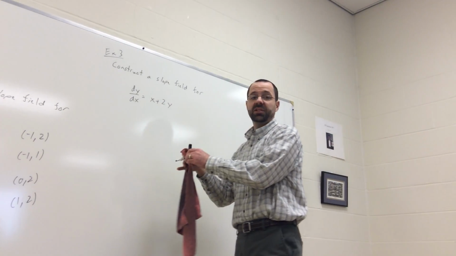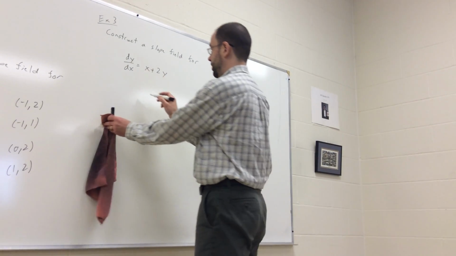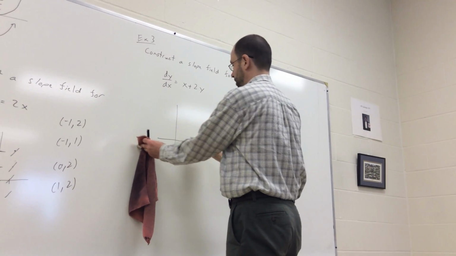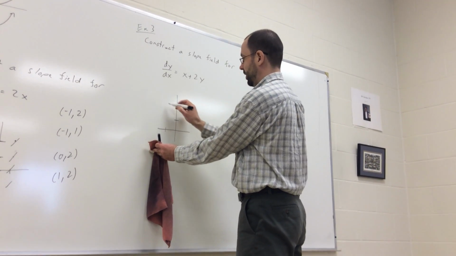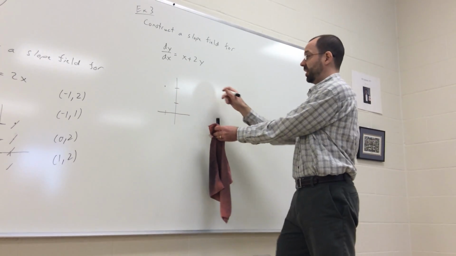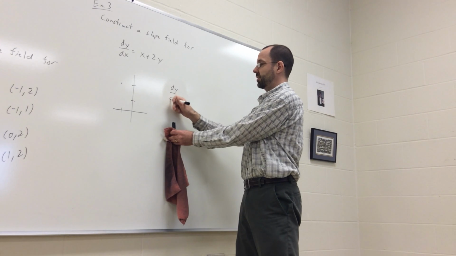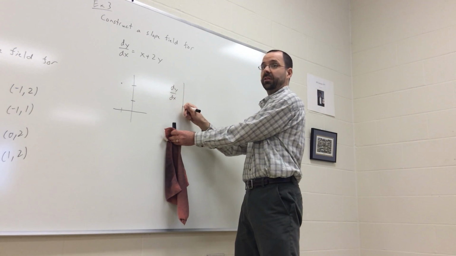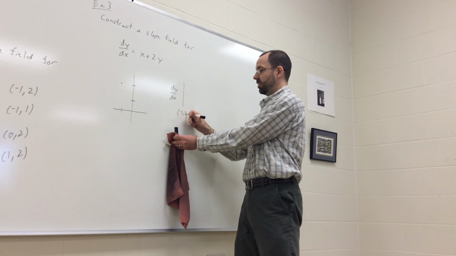All right, so if we're going to make a slope field, you got some dots on your paper again. So I'm going to start with -1, 2 again. So I'm going to calculate dy/dx at the point -1, 2.